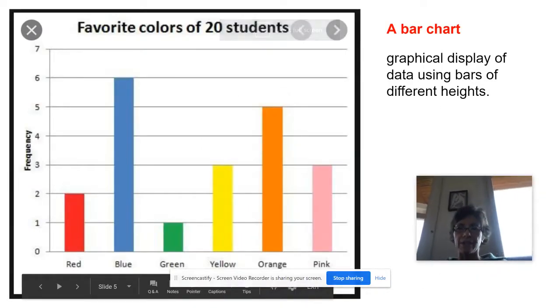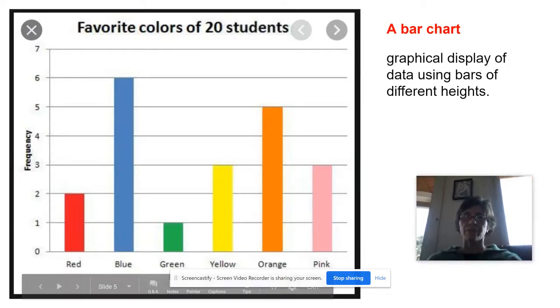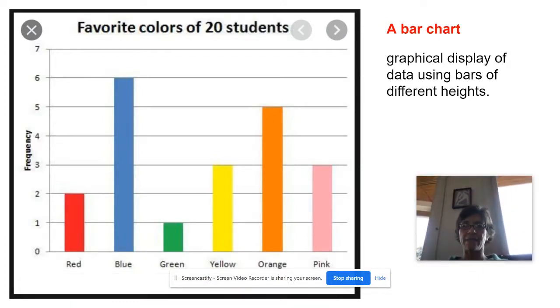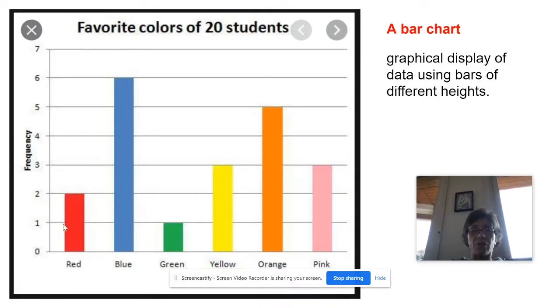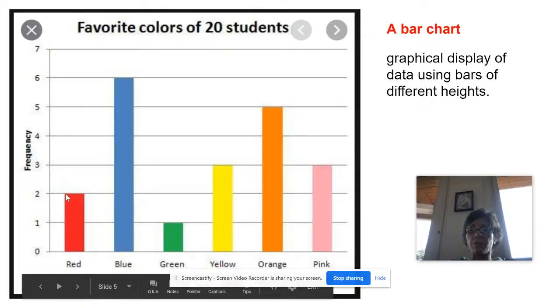This is a bar chart, and it displays the information using bars of different heights. And as you can see on this vertical line, there's a number of students. And on the horizontal line, there are the colors. So you can immediately see there are bars for each color that correspond to the number of students that chose that color as their favorite color.